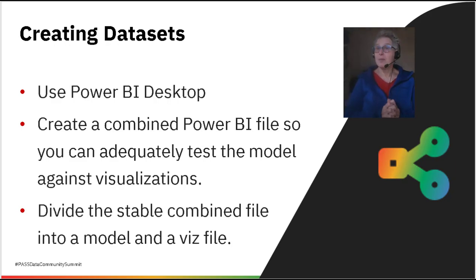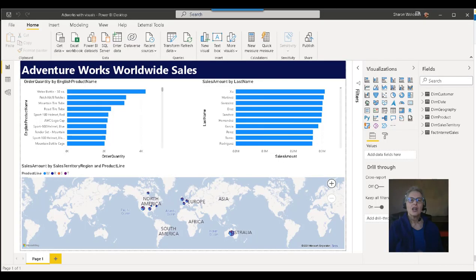After it's all stabilized, you're going to split that into two different files, one that just holds the model and one that just holds the visualizations. I'm going to walk you through how all that happens. So what you're looking at is a Power BI file, and my users are over the moon with this file. I've got everything tested, the visualizations are right as I want them, everything's ready to go. I'm ready to share this file.